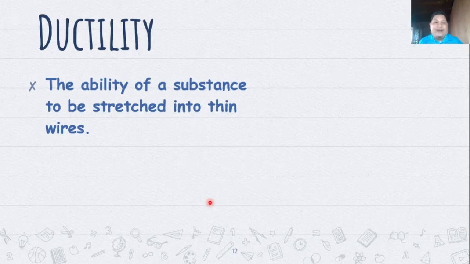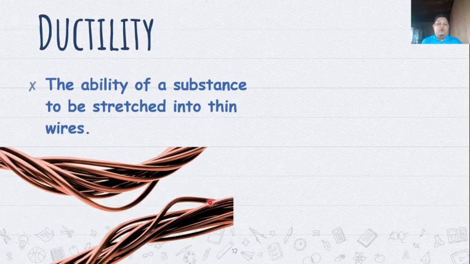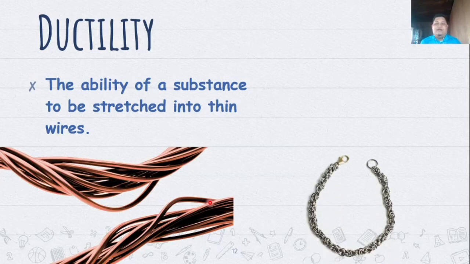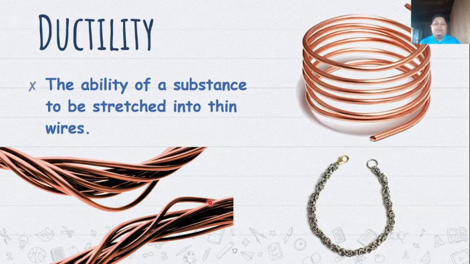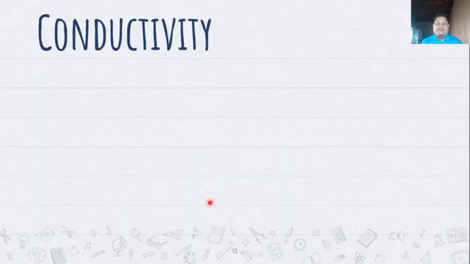Ductility, thin wires. Some examples include copper wires. Copper is capable of being stretched into very thin wires. This chain that is made up of iron is capable of being stretched into very thin wires, as well as this spring. It is being stretched into very thin wires. And that is what we call ductility, or its ability to be stretched into very thin wires. Next, conductivity.